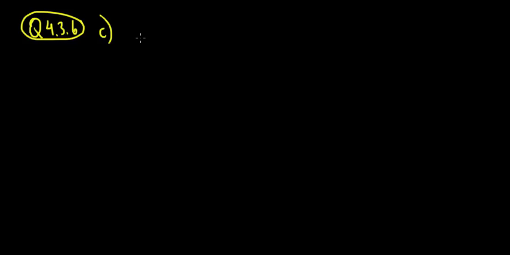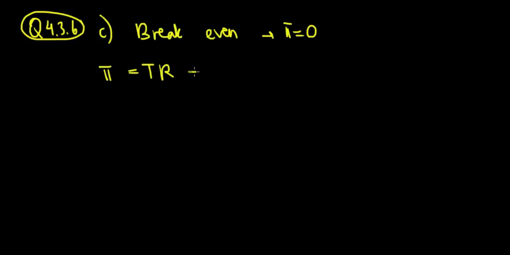Let's solve part C now. So the question is, when do we break even? Break even means we have zero profits. Now what is profit? Profit is the difference between what we make, total revenues, minus what it costs us, total costs. And that equals zero.